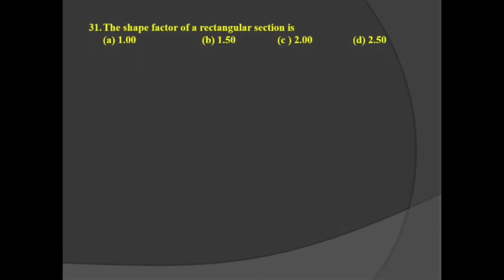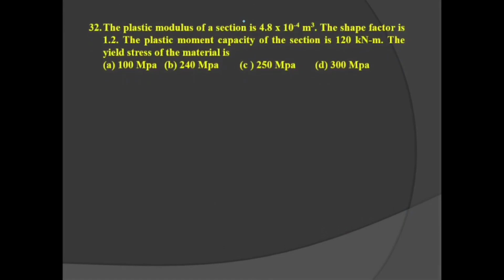Now, question number 31. Shape factor for a rectangular section, that is a simple thing, that is 1.50, and the plastic section modulus ZP is given, shape factor is given, plastic moment capacity is given, and yield stress of the material we have to calculate. So now let's discuss the solution. This is our last question of this unit number 7. Here ZP is 4.8 into 10 to the power minus 4 meter cube. MP is given 120, and yield stress we have to calculate. Shape factor is given 1.2.